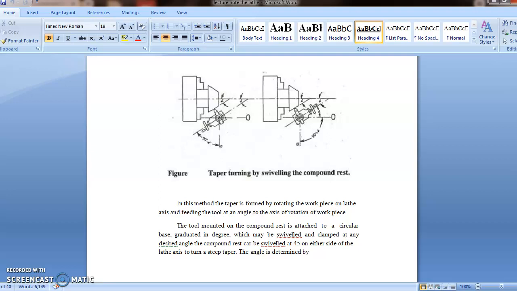Then the last method, that is by combining both longitudinal and cross feed. In certain lathes, both longitudinal and cross feeds are engaged simultaneously, so the tool moves in a diagonal path which is the resultant of the two feeds. So these are the different methods by which we can produce a taper angle or taper surface on any workpiece by using a lathe machine.